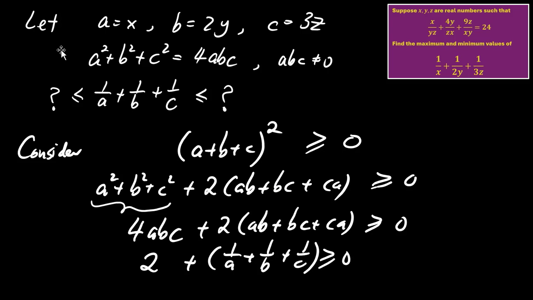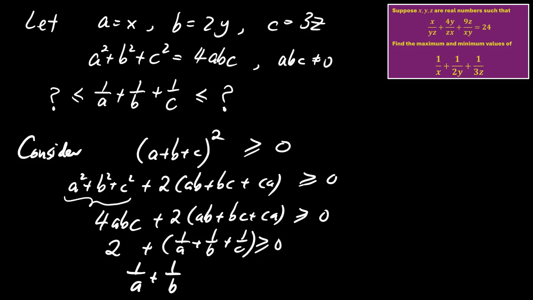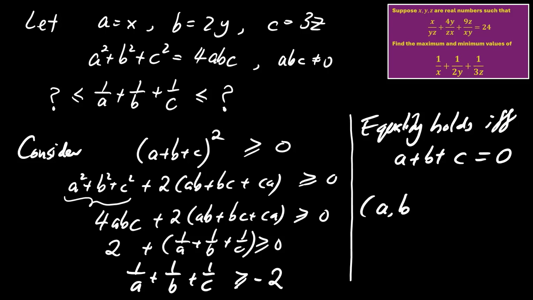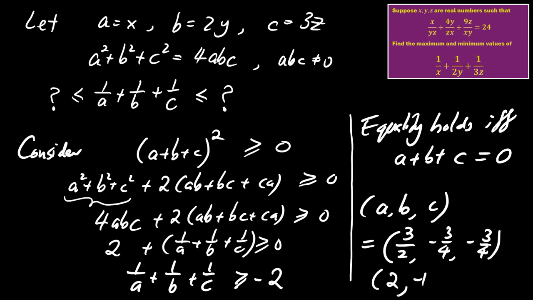This means that 1 over a plus 1 over b plus 1 over c is greater than or equal to negative 2. Now, equality holds if and only if a plus b plus c equals 0. And there are many cases where a plus b plus c equals 0 and also a squared plus b squared plus c squared equals 4abc. For example, a, b, c equals 3 over 2, negative 3 over 4, negative 3 over 4. Or maybe 2, negative 1 plus square root 5, negative 1 minus square root 5.